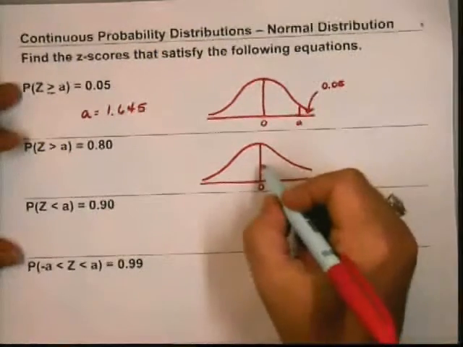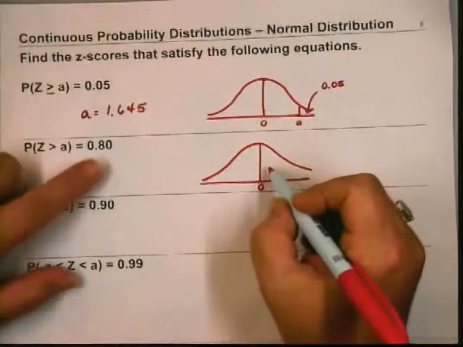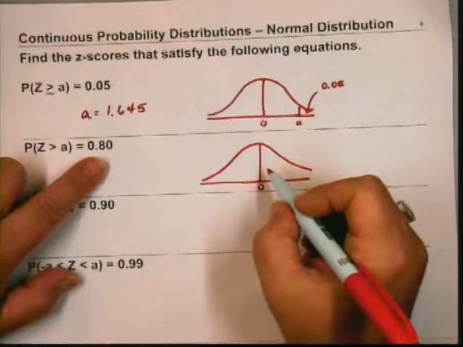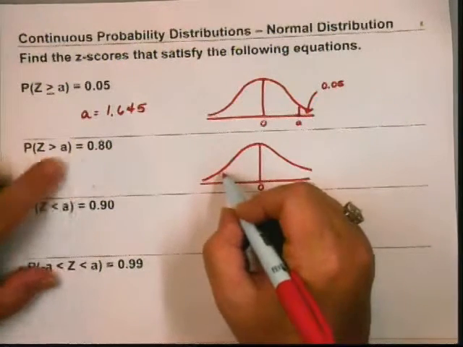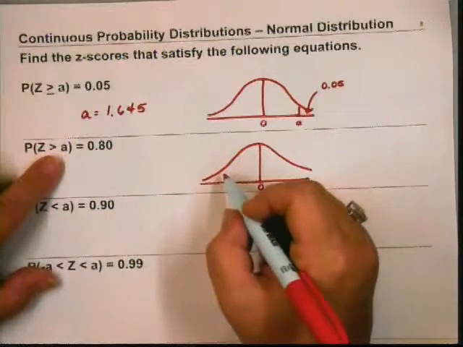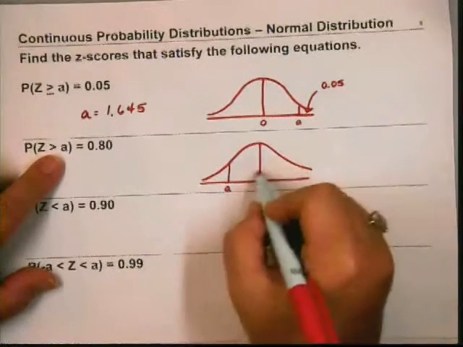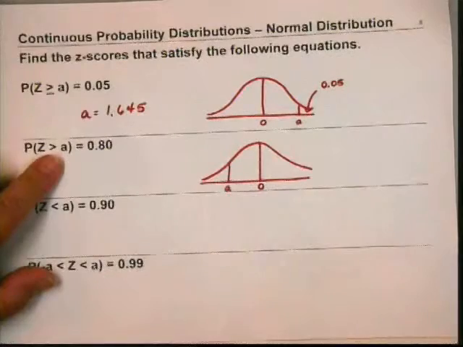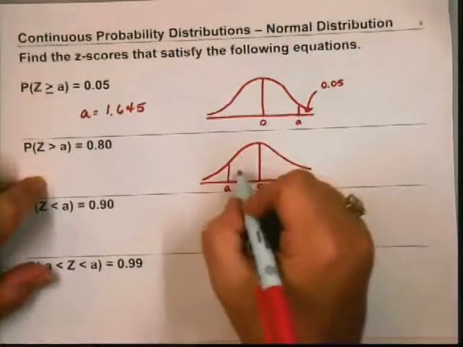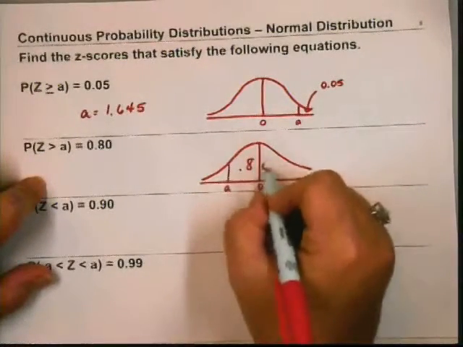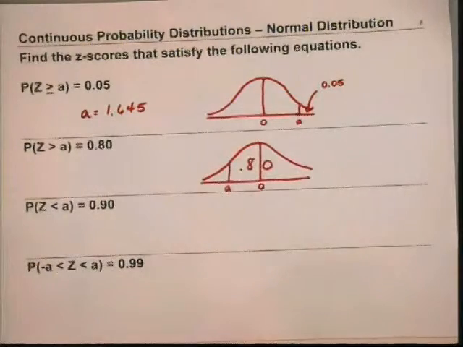The area from 0 and to the right is 0.5. So if the area I'm looking for is 0.8, then A has to be, it's a right-hand area, isn't it? Okay, so if I put A over here, it's going to be this 0.5 plus 0.3 over here, right? So now this area to the right of A is indeed 0.80.